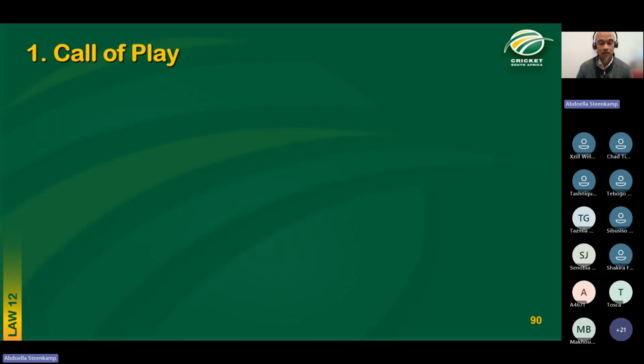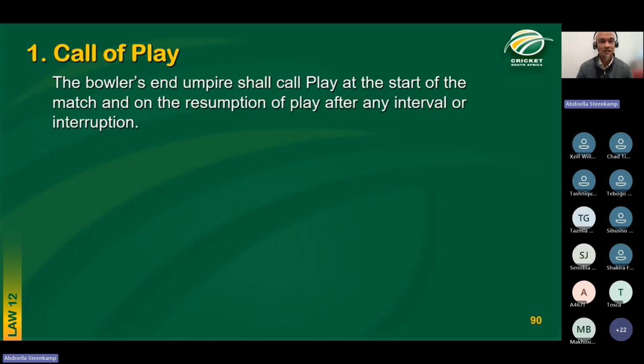And as soon as everyone's ready, umpires will then check that the scorers are ready, that the fielding side's ready, as well as the batters are ready. And as soon as everyone's ready, the bowler's end umpire will call play, verbally call it out loud so that everyone can hear play. And that call of play indicates the start of the match.